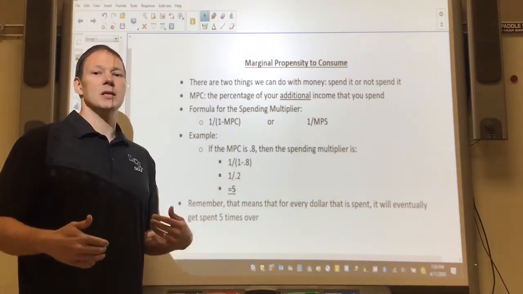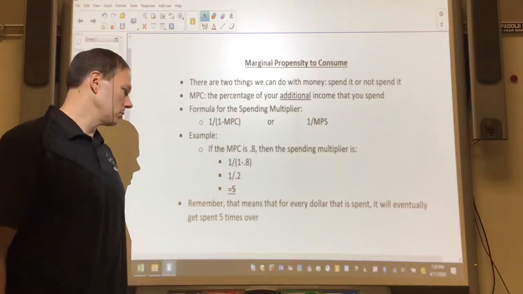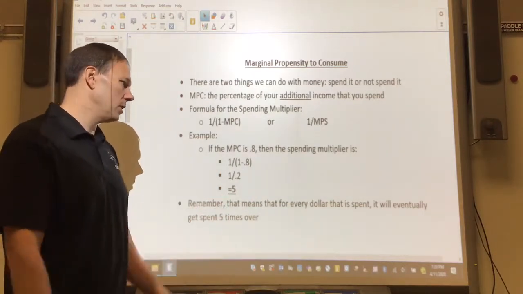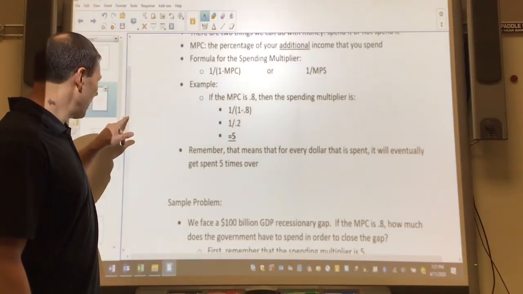What that means is that for every dollar spent, it's going to get multiplied 5 times over, and GDP will increase by that much. Okay, so how does this typically show up?